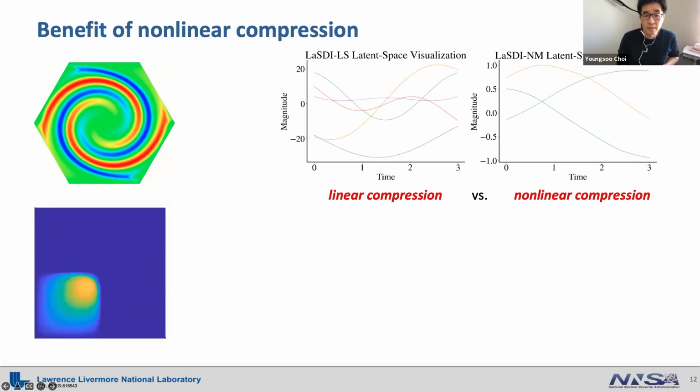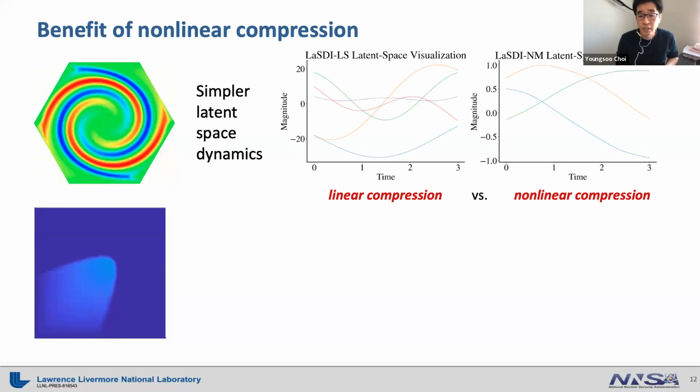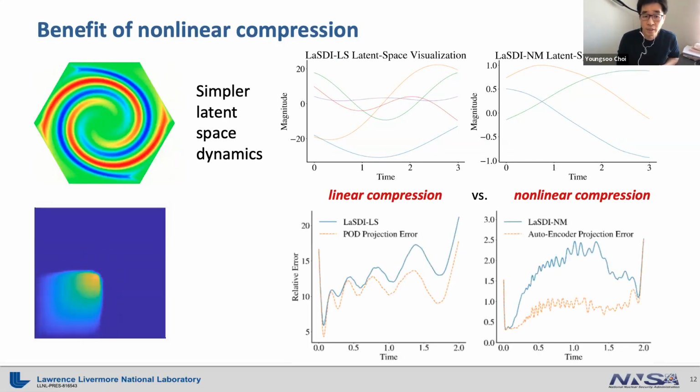Here, we compress these advection-dominated simulation data with both linear and nonlinear compression and compare the reduced latent space dynamics. As you can see, the nonlinear compression gives a simpler dynamics than the linear compression. Here, we compare the projection errors between linear compression and nonlinear compression. As you can see from the scales here, the nonlinear compression gives a much smaller projection error. So in terms of accuracy, the nonlinear compression is better than the linear compression if the simulation data is, for example, advection-dominated.